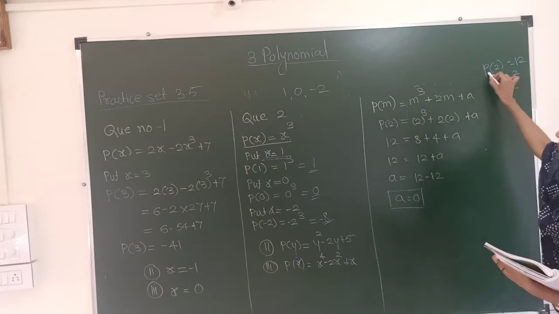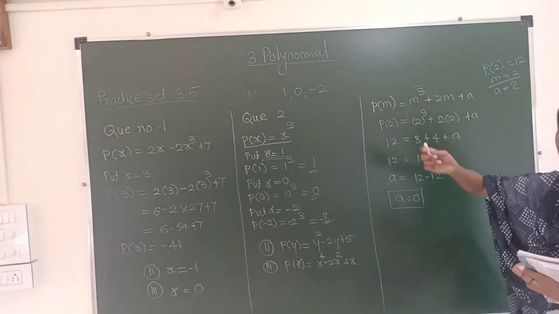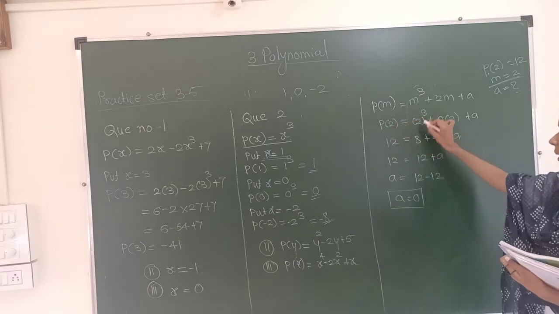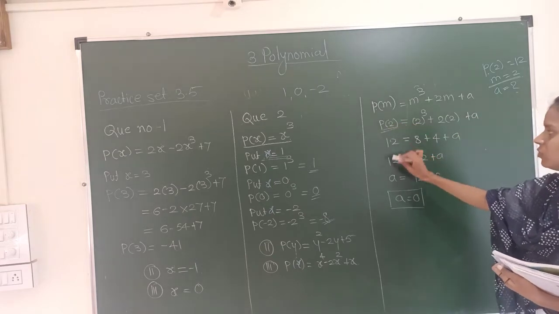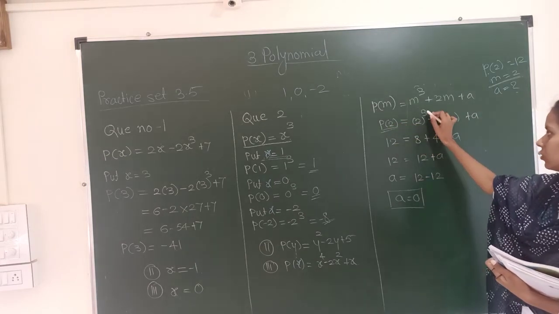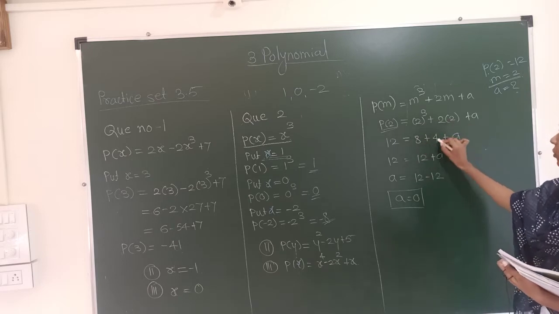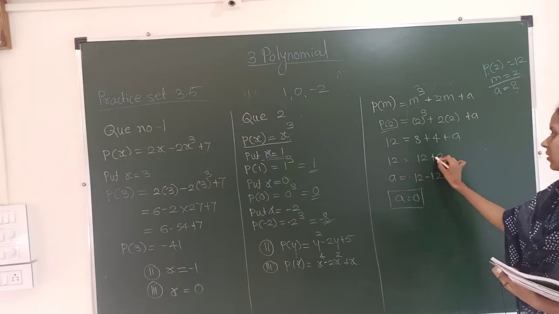Now what we will do? They have told us that m is equal to 2. So put m is equal to 2 in the given polynomial. P of 2 is equal to 2 power 3 plus 2 into 2 plus a. The value of p of 2 is 12. So 12 is equal to 2 power 3, it will be 8, 2 into 2 is 4, and a as it is. 8 plus 4 is 12. 12 is equal to 12 plus a.